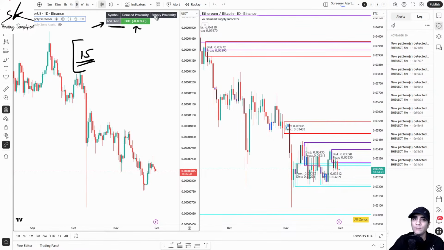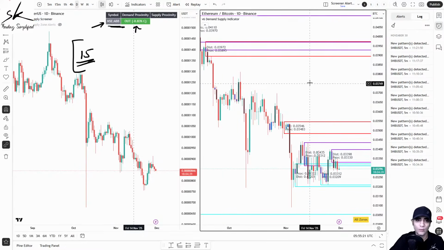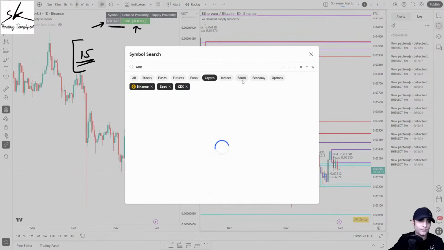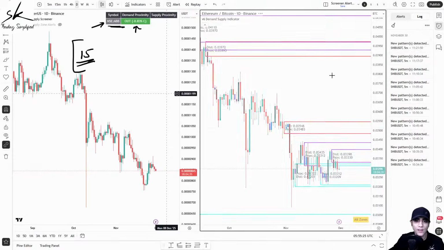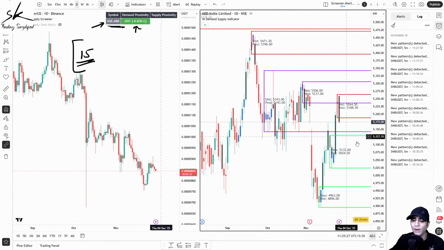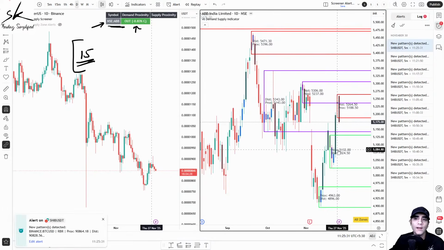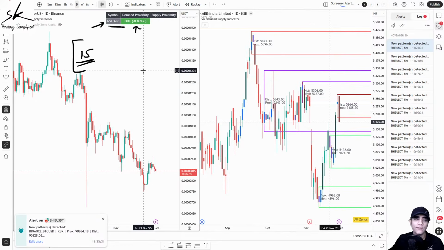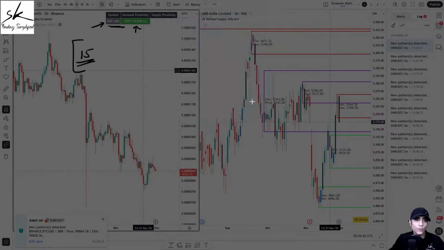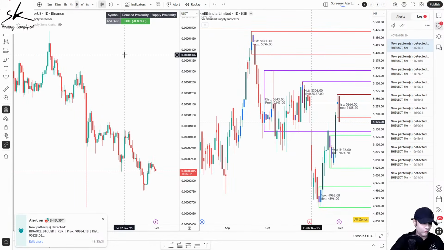So you can see we have proximity to demand, which is ABB. If I go to ABB here, you will see that the current candle is close to a demand area. That is what you can see here. We have this drop-base-rally, and we are closer to that demand. And that is what your screener basically does. It will help you identify symbols where you are getting closer to these demand and supply areas, so that you don't have to go through all the symbols.